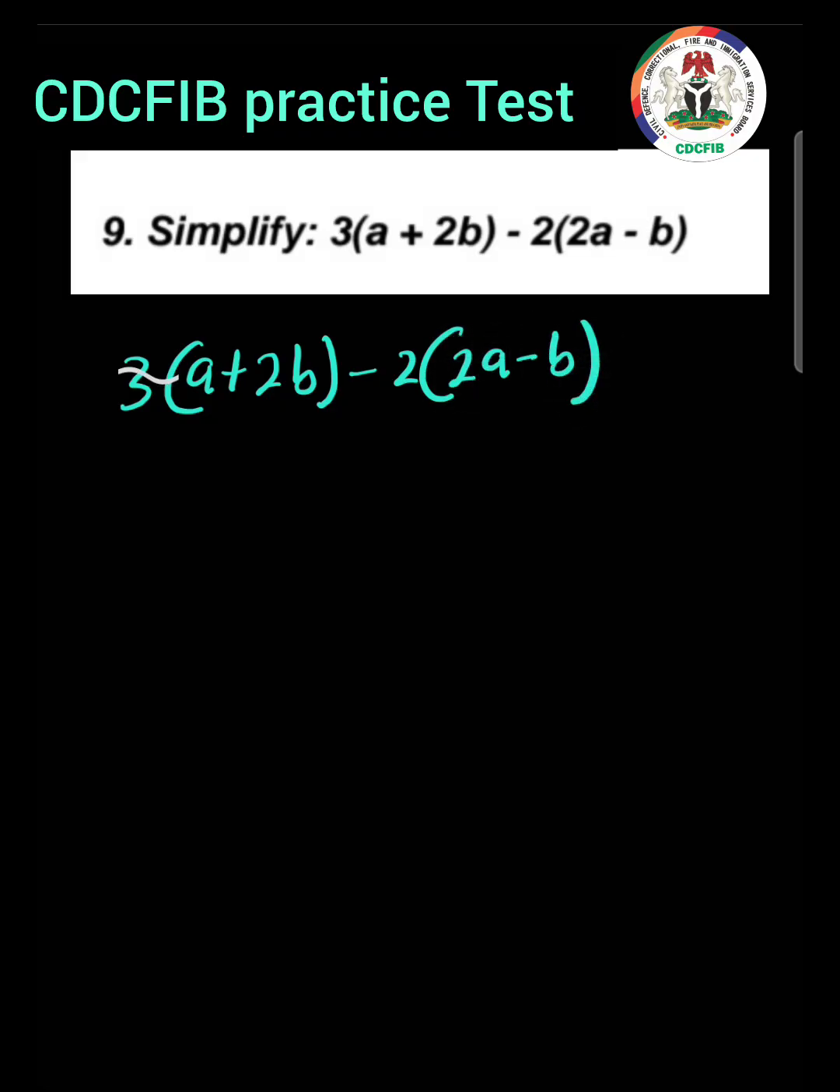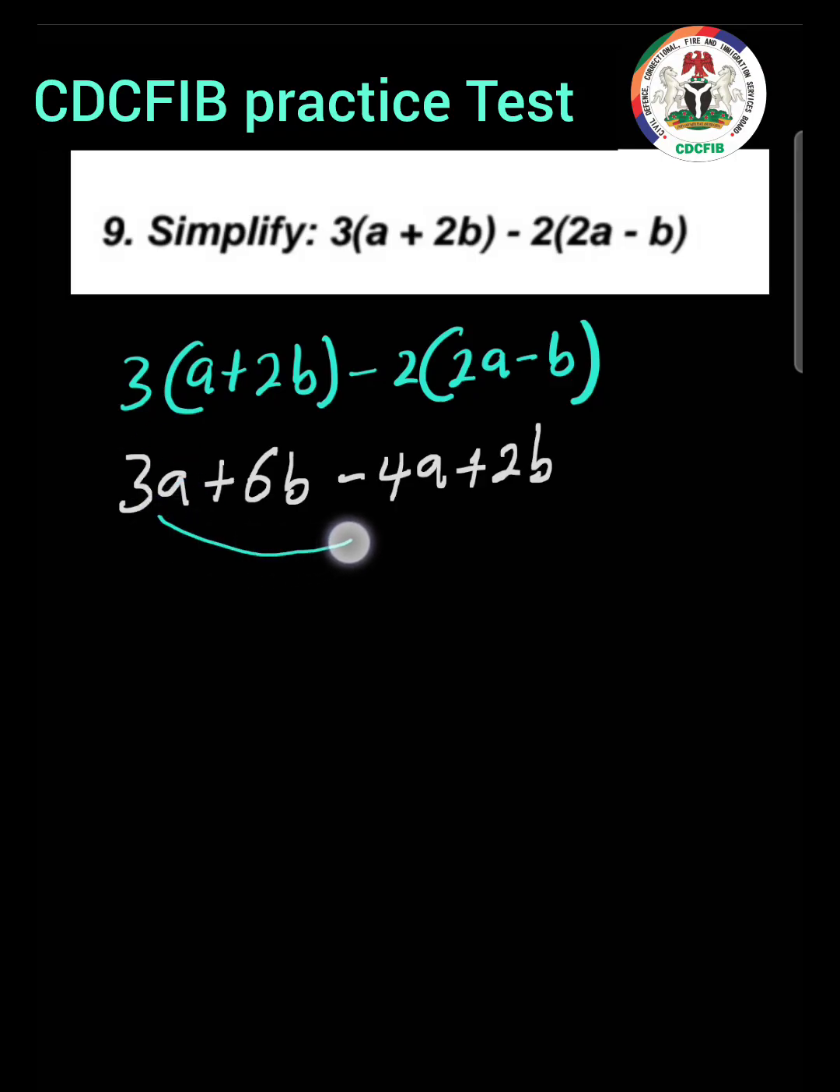The first thing we're going to do is to distribute this 3 into the bracket. 3 multiplied by a is going to give us 3a. Then 3 multiplied by 2b is going to give us 6b. Then negative 2 multiplied by 2a is going to give us negative 4a. Then this negative again is attached to 2, so negative 2 multiplied by negative b is going to give us positive 2b, because the negatives are going to cancel and become positive.